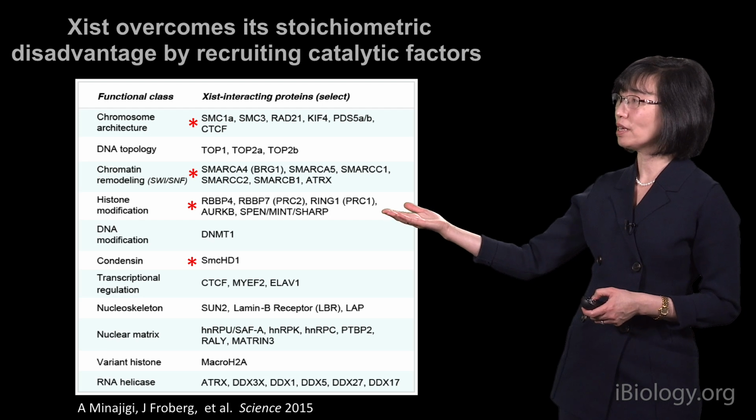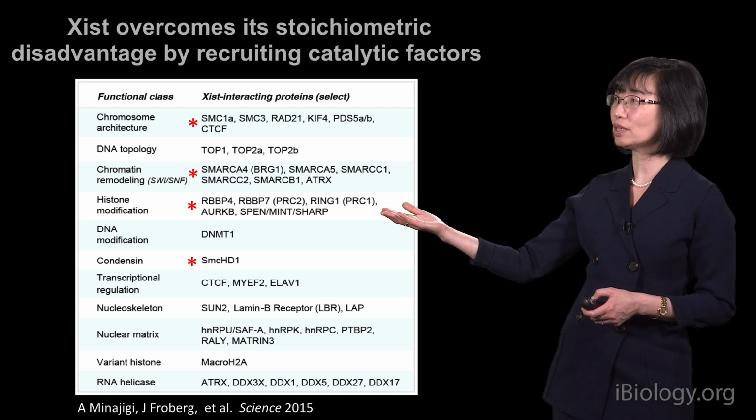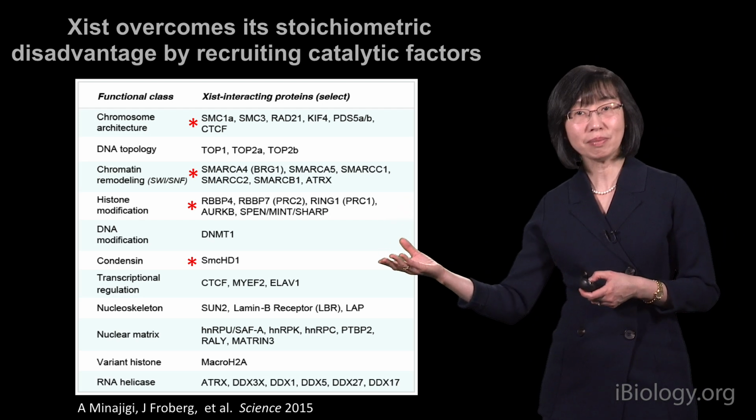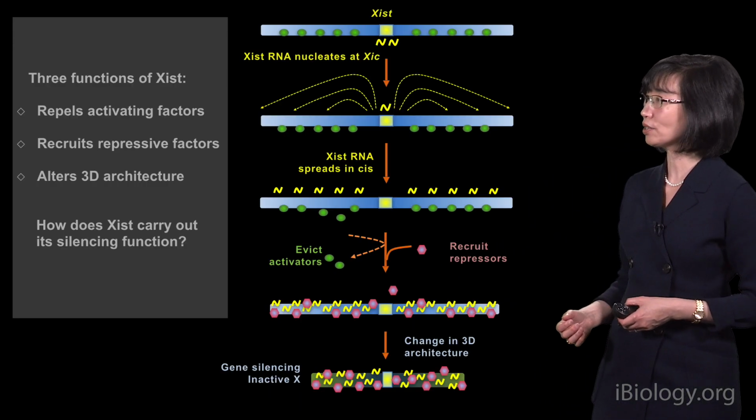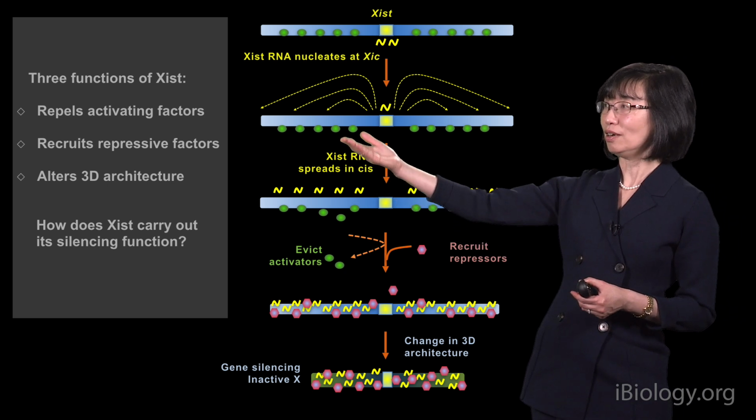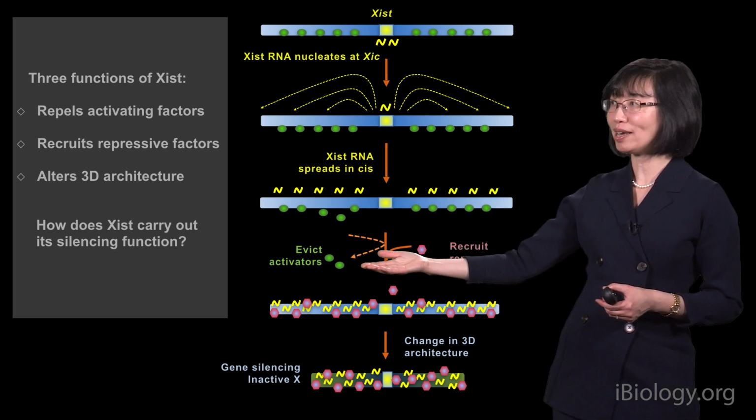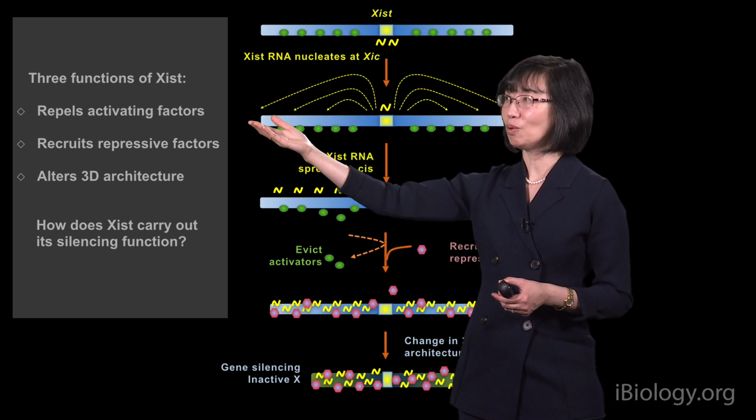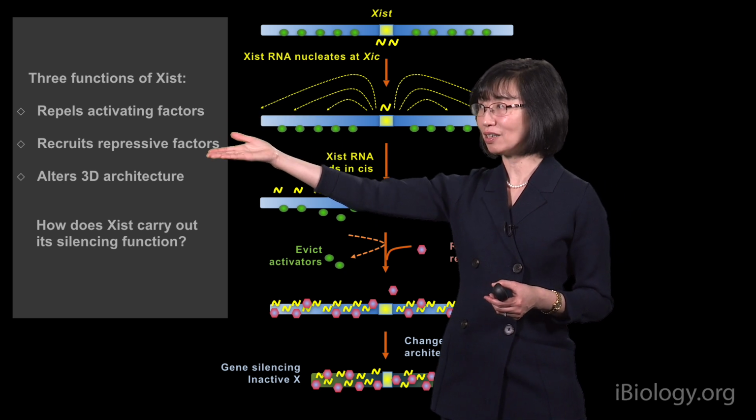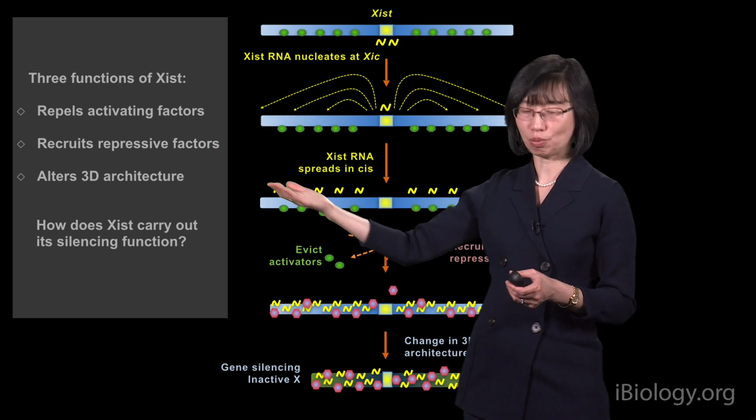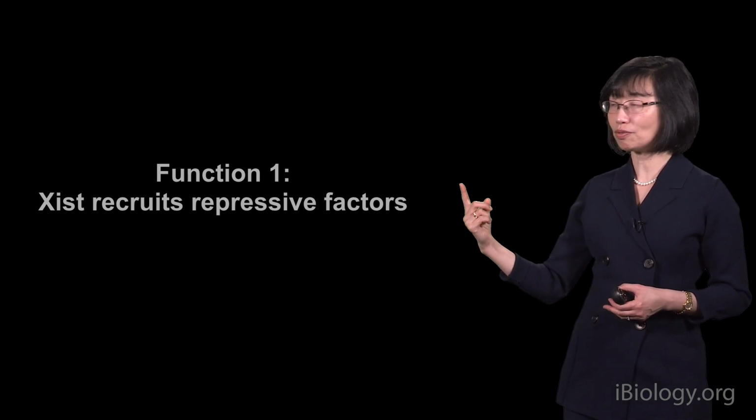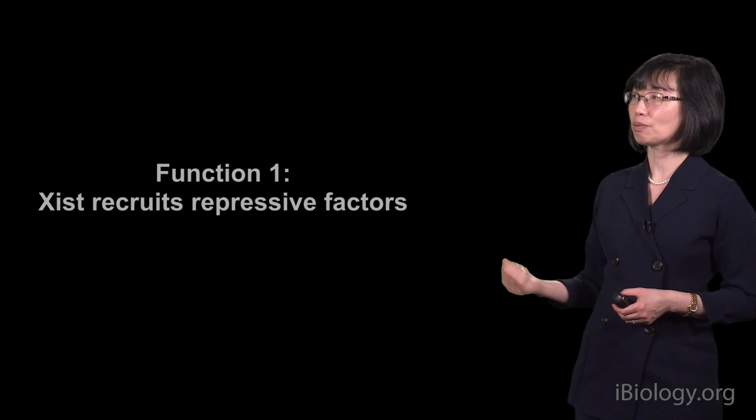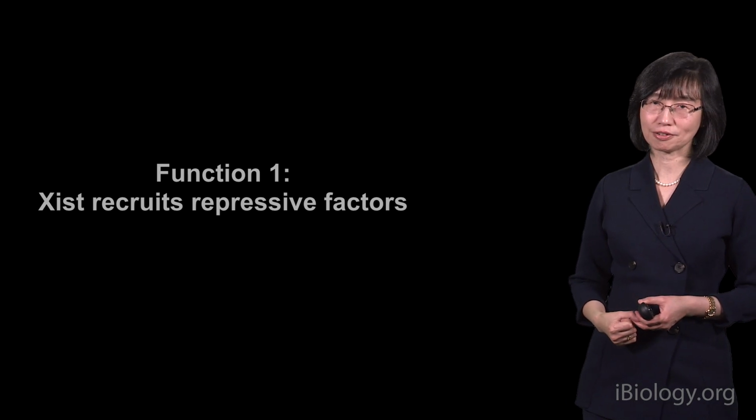And you'll note from this list of interacting proteins that Xist is both coming in contact with activators as well as repressors. And that is because, in fact, during the process of spreading, it is interacting with both the activating factors as well as the repressing factors. So we now turn our attention to the first function of Xist, which is the recruitment of repressive factors.